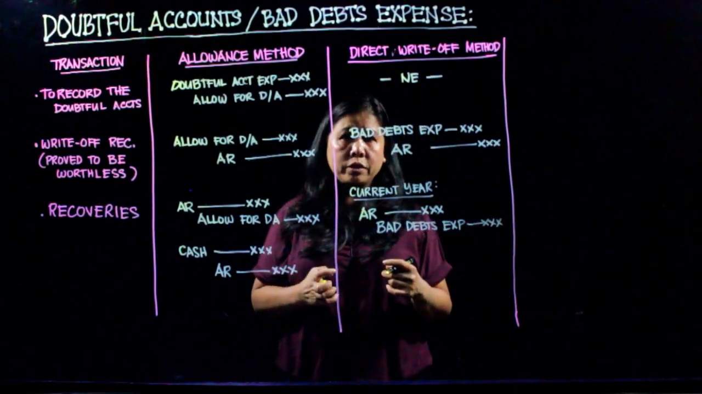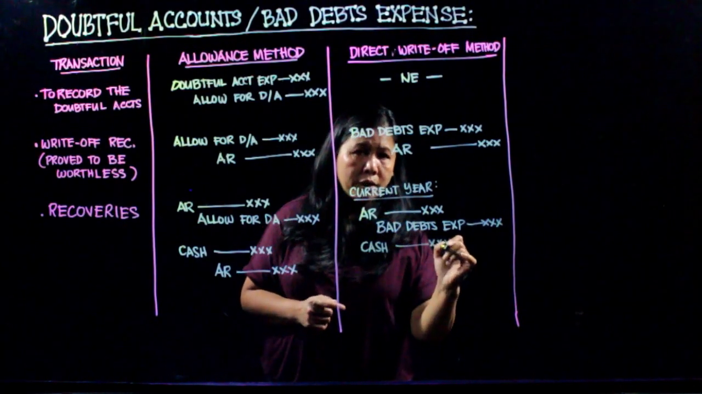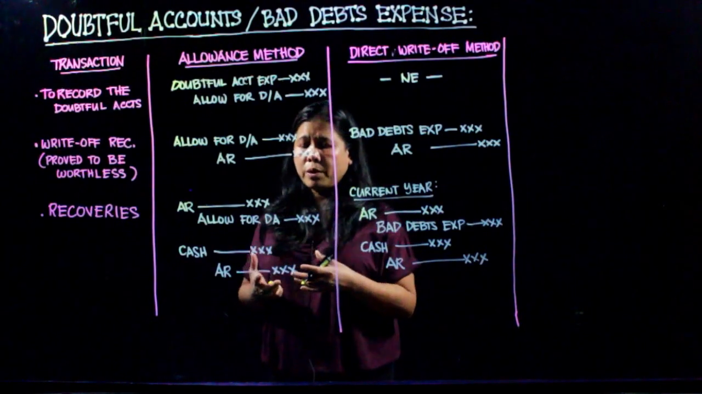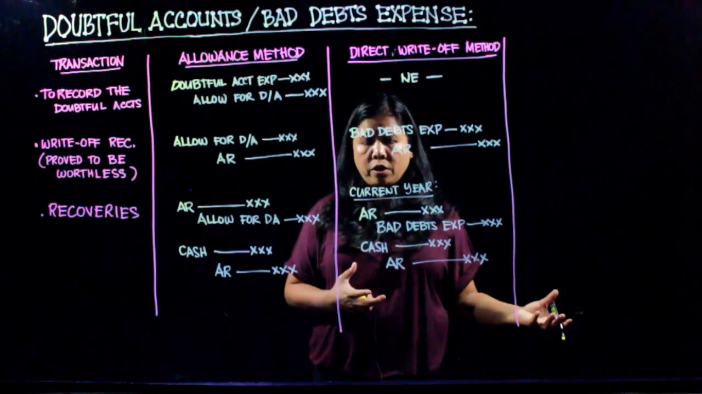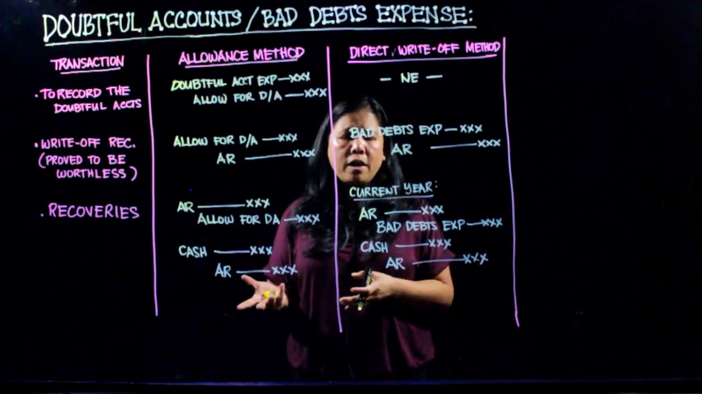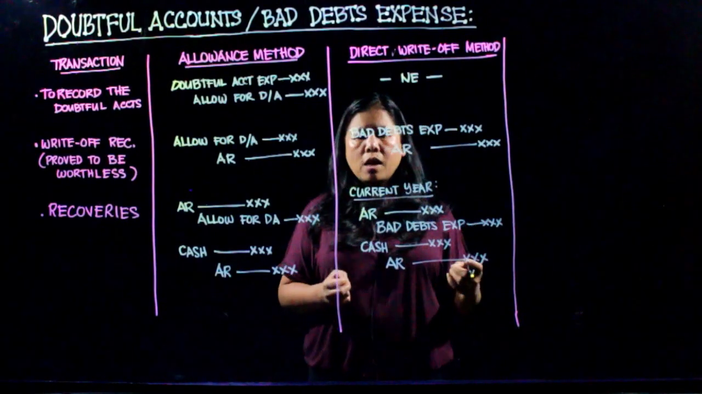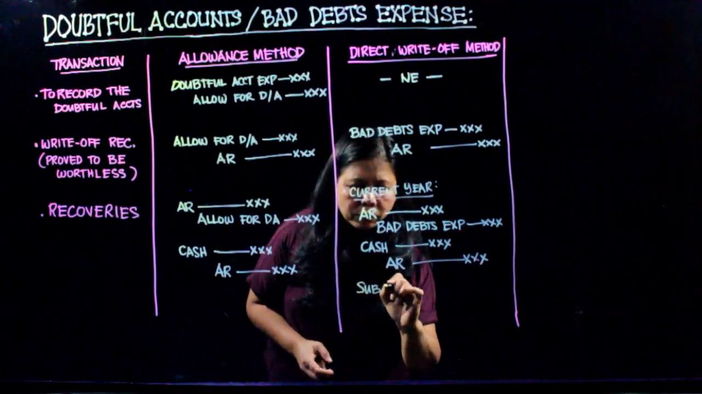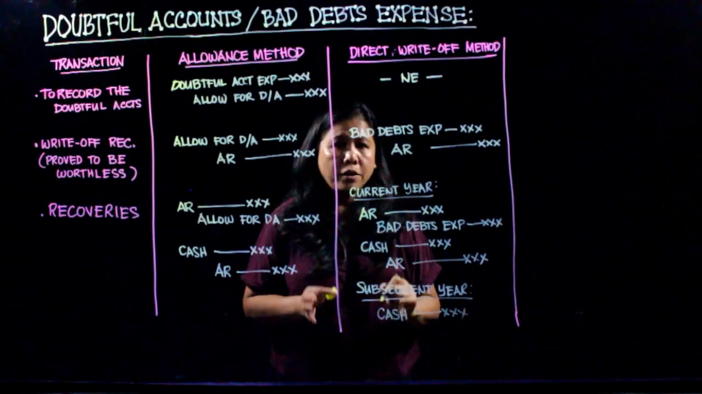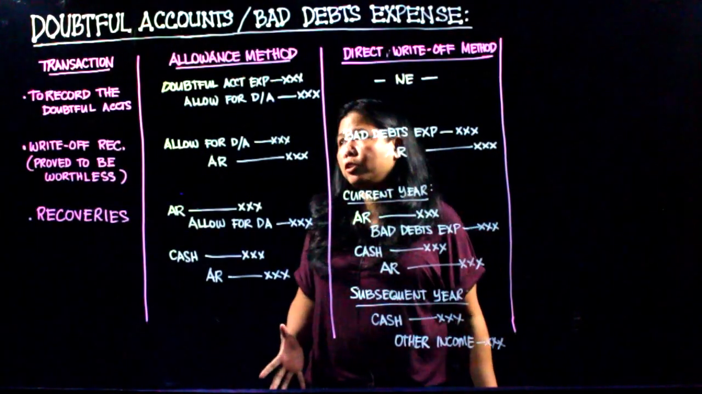Then we will record the collections. We debit cash and we credit the accounts receivable. If the recovery is in the subsequent year, meaning we write off in July, then we recover in January or February, then our entry will be a debit to cash and a credit to other income. All right, let's do the summary.